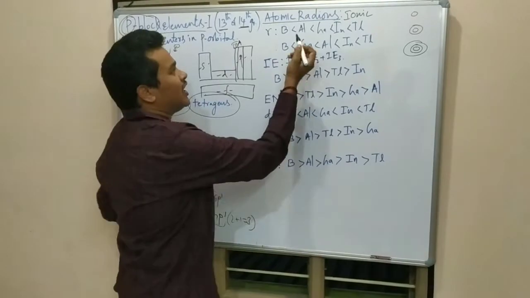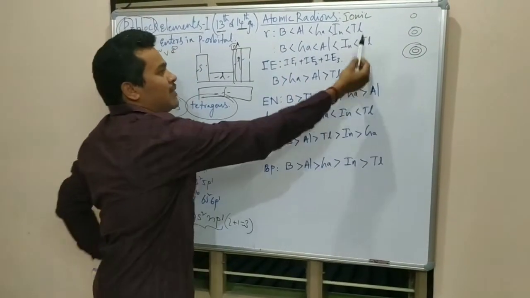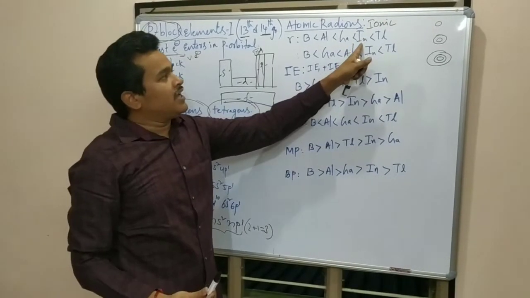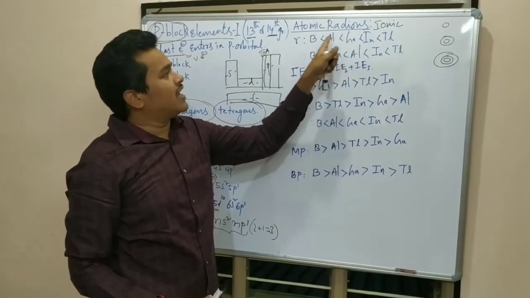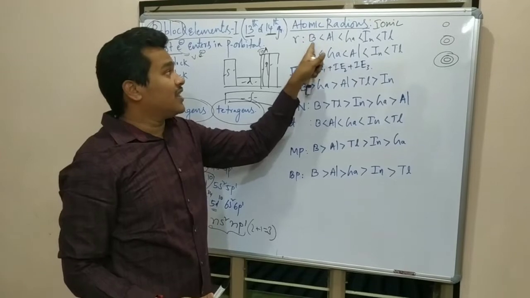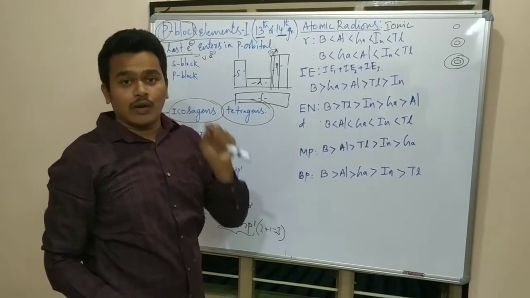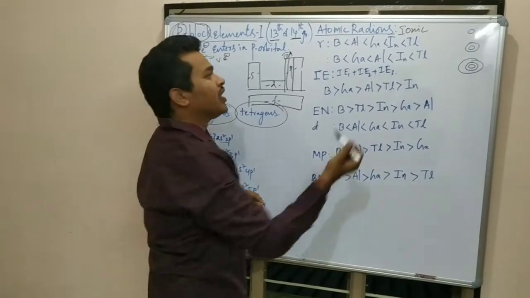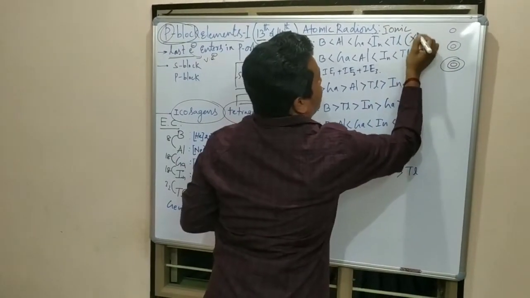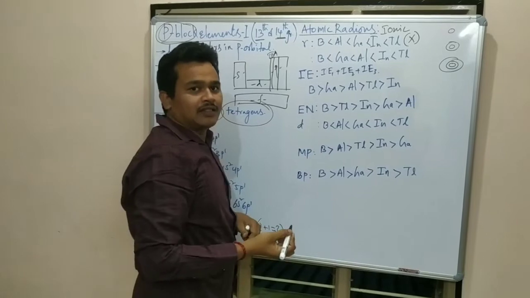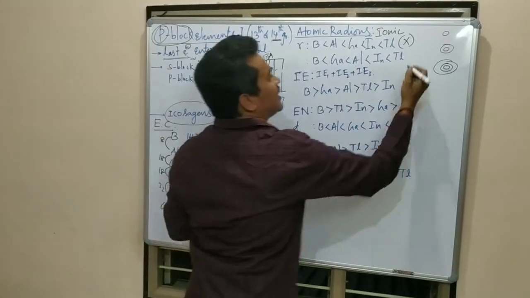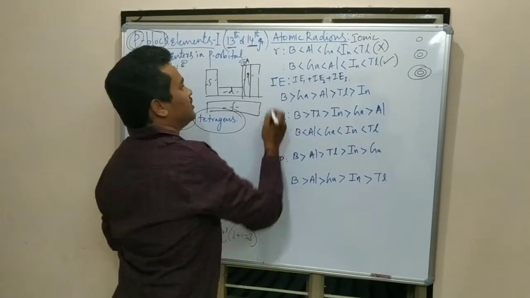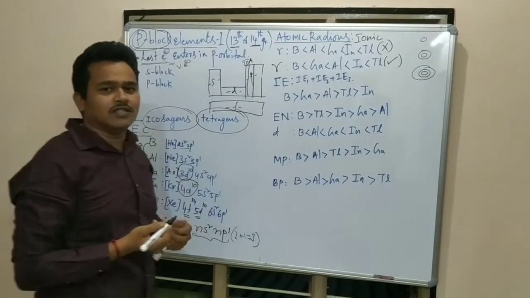So based on that, the last element is thallium. Thallium is greater than indium, indium is greater than gallium, gallium is greater than aluminium, and aluminium is greater than boron. This is what we expect as per the general criteria. But this is wrong here. The actual order is this one. This is the correct radius order of the 13th group elements.